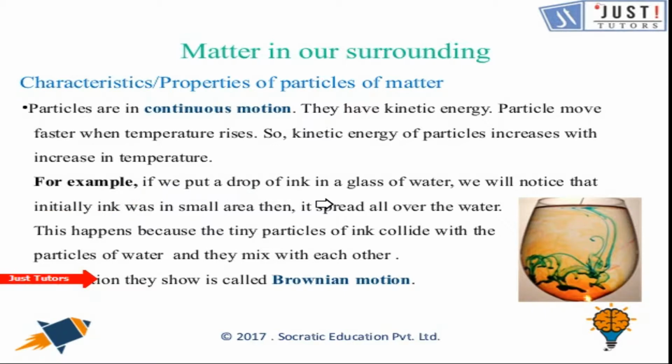We can take the example of an ink drop which we put into a glass of water. Slowly we can see the motion of the ink drop, and then it will spread in the whole water until we get the same concentration of ink, or the same color, in the water. So by this we can say that the particles were in continuous motion, and this motion of the particles is called Brownian motion. Basically it happens because the tiny particles of ink collide with the particles of water and they get mixed with each other.